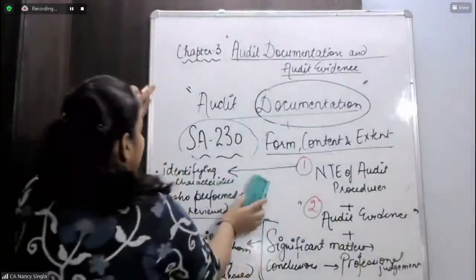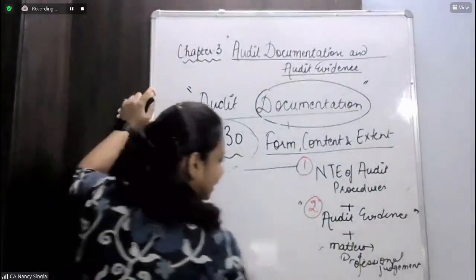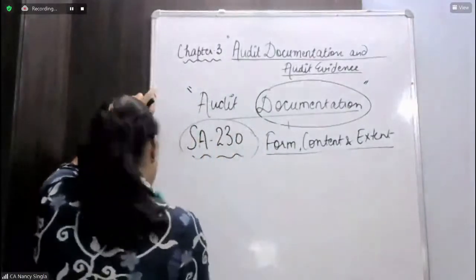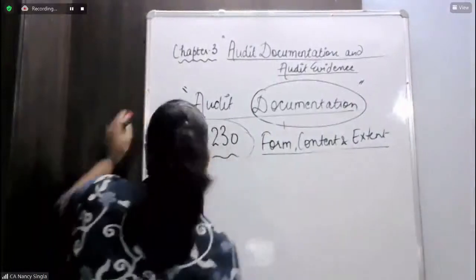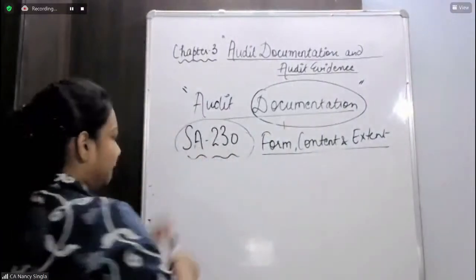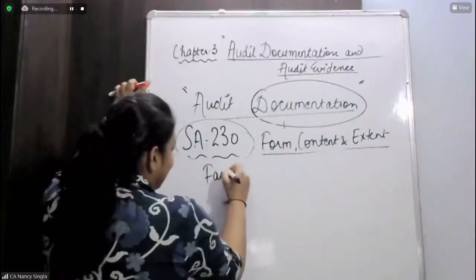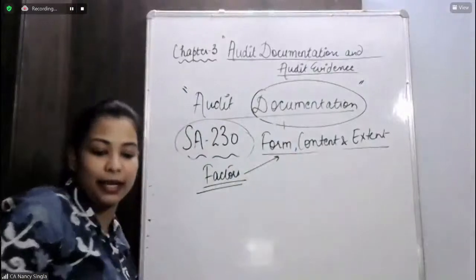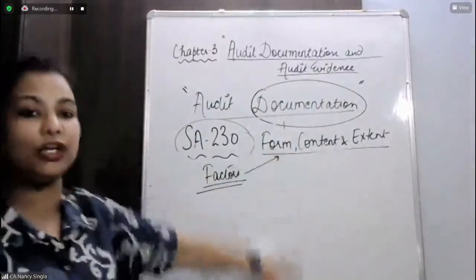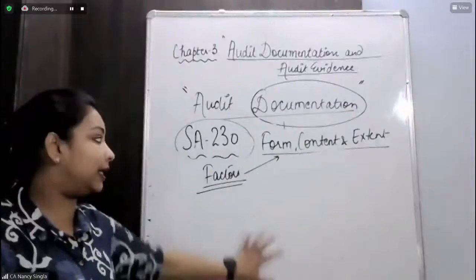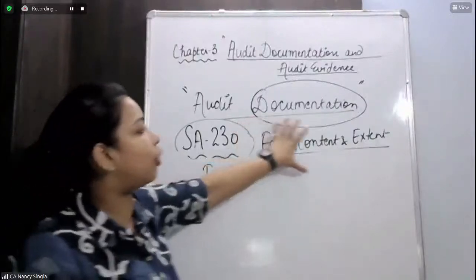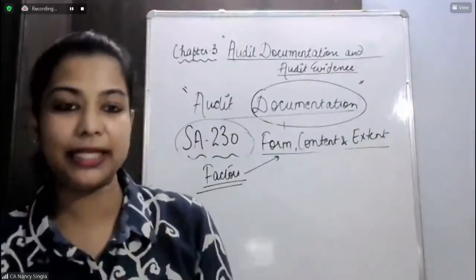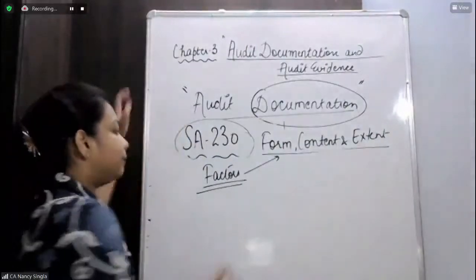Now, SC 230 further says that these are the general guidelines. Further, Mr. Auditor, please note that there are certain factors that affect the form, content and extent of your documentation. There are certain factors that affect the form, content and extent. In what form, what should be the content and what extent.